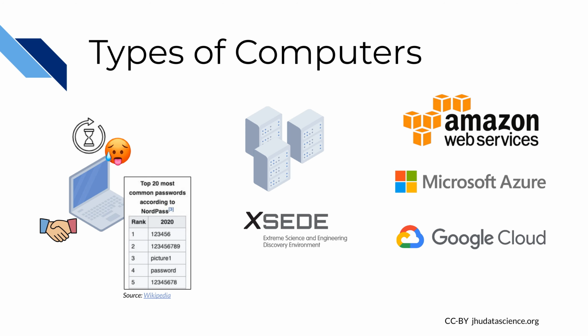Cloud computing is also accessed through an internet connection, but works differently. Most cloud computing today is provided by large companies like Amazon, Microsoft, and Google. All you need is a funding source, and you can immediately use one of the largest computers in the world.